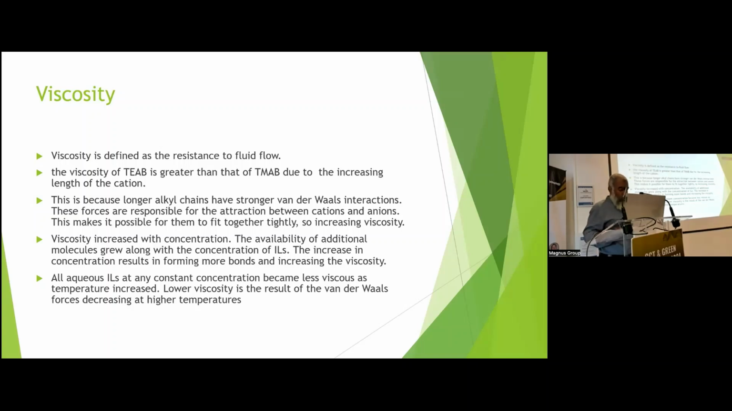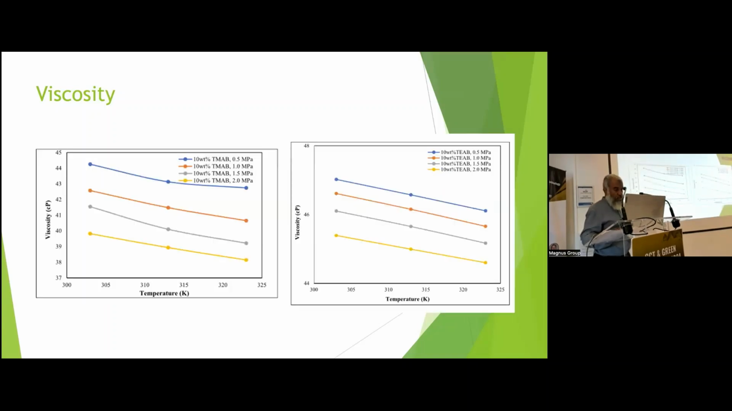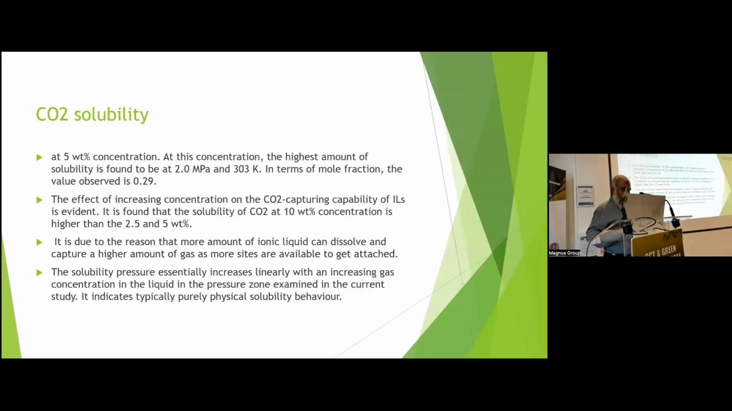All the aqueous ionic liquids at any constant concentration become less viscous as temperature increases, and lower viscosity is a result of the van der Waals forces decreasing at higher temperature. And here is the viscosity also shown at different temperatures for different molecules and different concentrations.